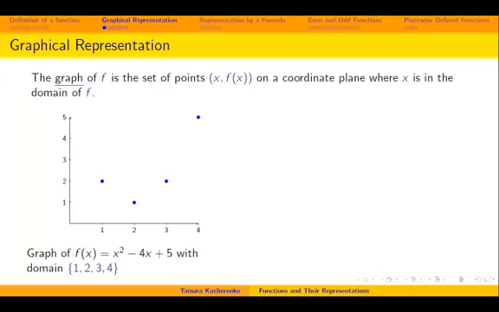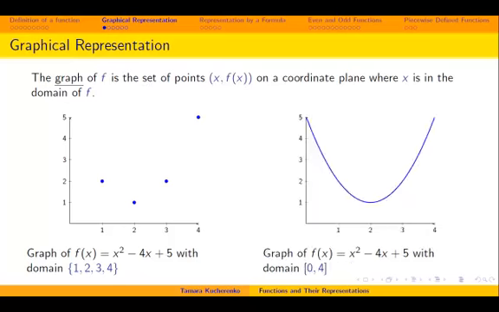This is the graph of f introduced in the previous example. It consists exactly of 4 points related to the 4 points in the domain. If we change the domain to include, say, all values between 0 and 4, we obtain a connected curve. Even though the equations which define these functions are identical, the resulting functions and their graphs are different due to the different domains.